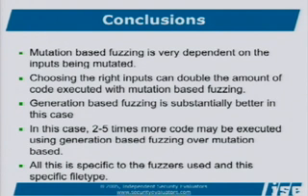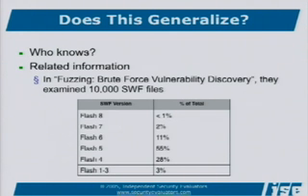Anyway, to wrap things up, mutation-based fuzzing is very dependent on the inputs, and by choosing the right input in this case, you can get up to twice as good code coverage. Generation-based fuzzing is much better than mutation-based in this case. It's 2 to 5 times better, depending on which file you started with. And this is only one file type, so it might not generalize, but it kind of might.